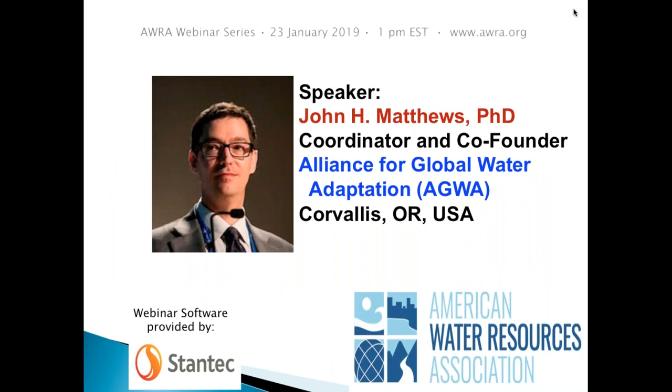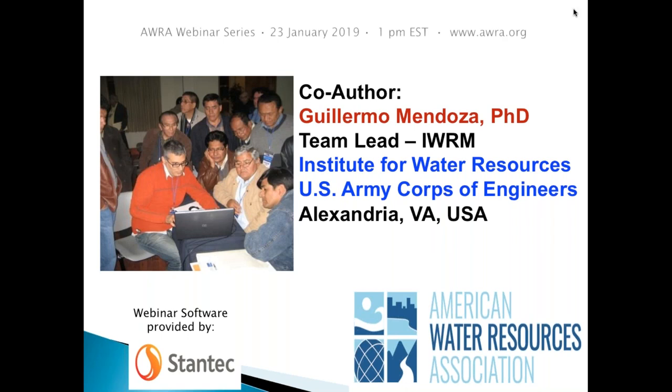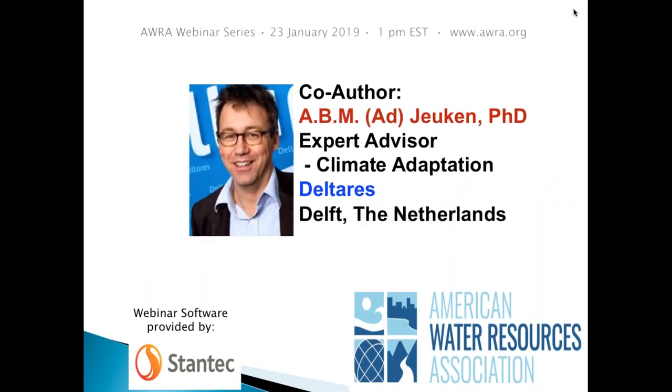So a little bit of information. There's a picture of John Matthews, all dressed up and ready to go, coordinator and co-founder of the Alliance for Global Water Adaptation, AGWA, which is based right here in Corvallis, just a few miles from me. John Kucharski is a senior economist at IWR with the Corps of Engineers located, I assume, at the Hydrologic Engineering Center in Davis, California. So John's going to be talking about some economic issues and a U.S. case study. Also, the co-authors on this presentation, Guillermo Mendoza, who's at IWR, but in Alexandria, Virginia. And then a co-author is Ott Joiken, who's with Deltares in Netherlands, and he'll be unable to be on the talk, but of course he contributed to the information and the research that went into producing this webinar.